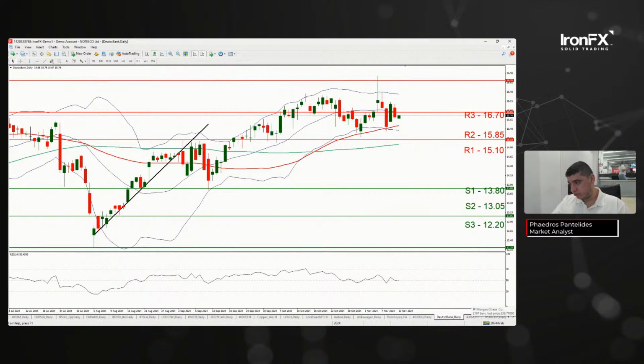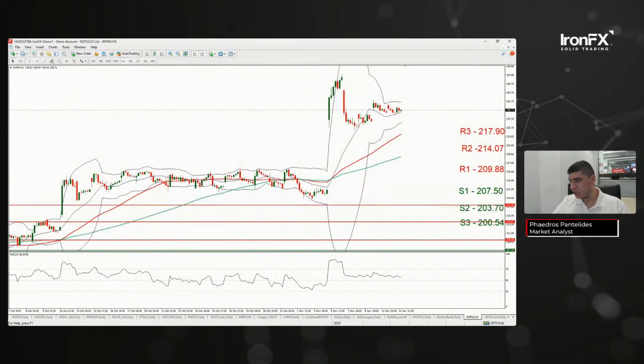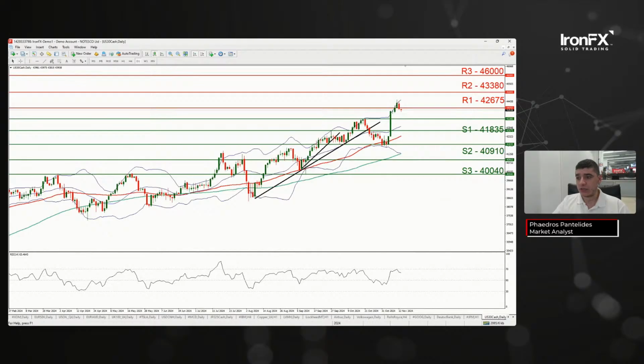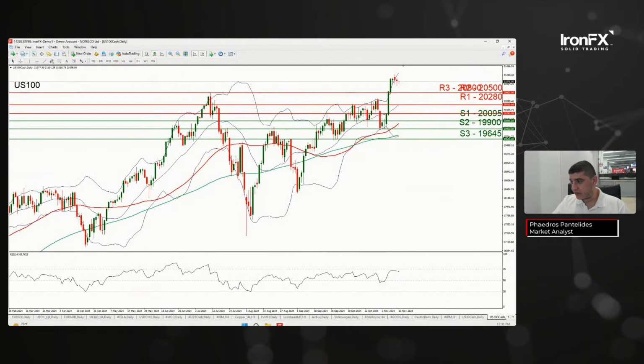Deutsche Bank, not too bad, sideways between R1 and R3, so 1510 and then 1670. JP Morgan doing well. Dow Jones, that's a retracement if the daily candlestick closes lower than this particular level. Wouldn't be surprised to see a retracement. We also do have the CPI rates, which are due out today, so that could, of course, influence the Dow, Nasdaq, and the S&P 500.